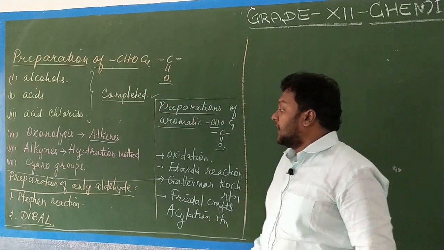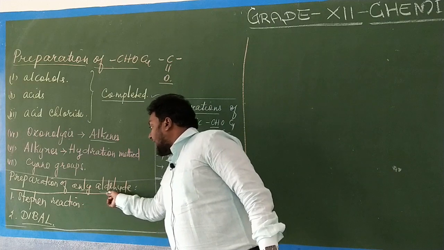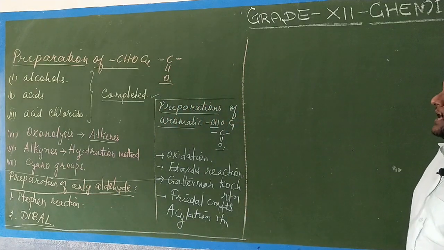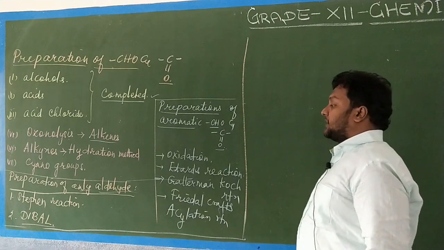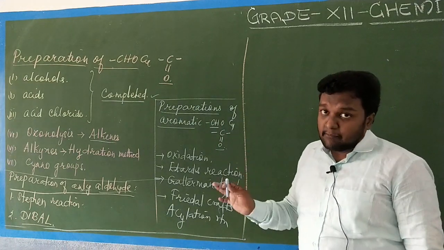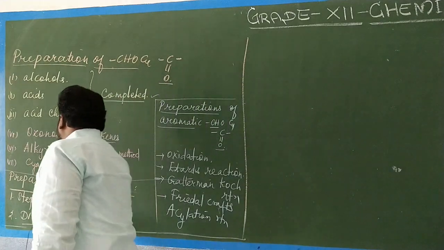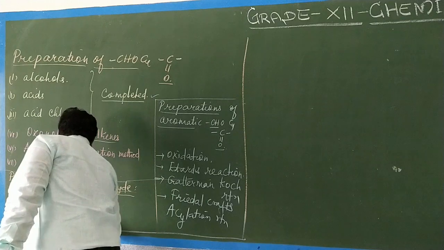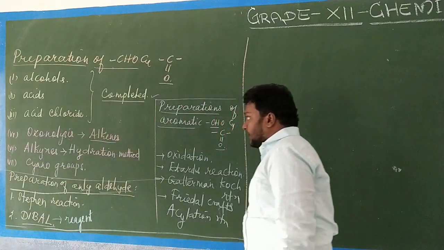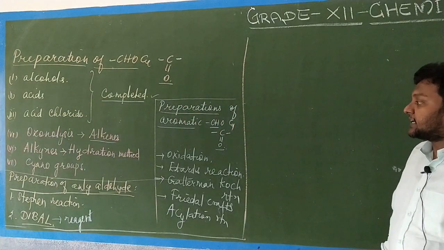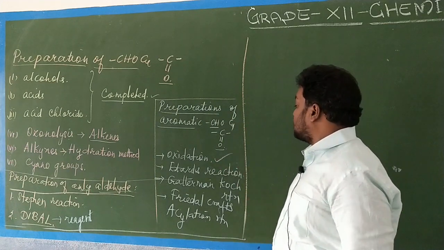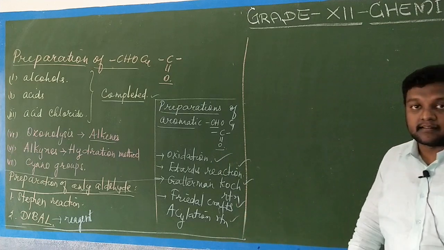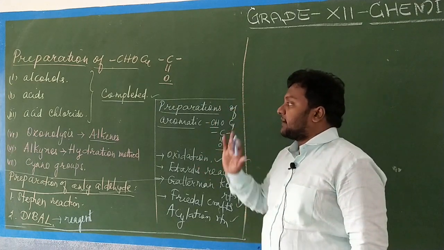And apart from that, we have the preparation of only aldehydes. The first naming reaction is called Stephen's reaction, and the second is DIBAL. DIBAL is not a reaction name; the reagent we use is DIBAL. DIBAL is a reagent. Then for the preparation of aromatic aldehydes and ketones, we have the oxidation reaction, Etard reaction, Gattermann-Koch reaction, and Friedel-Crafts acylation reaction. So today all the reactions we have to see.